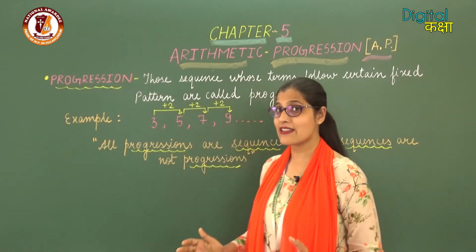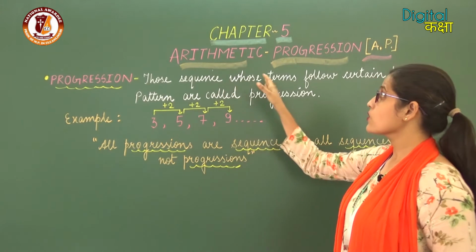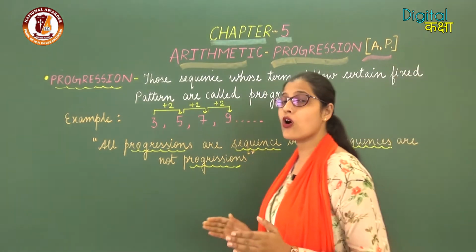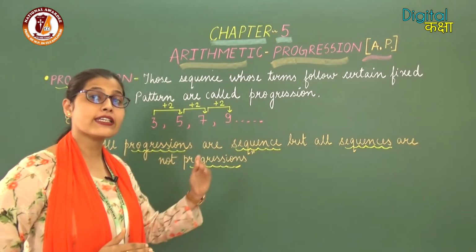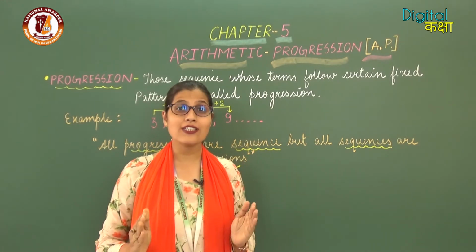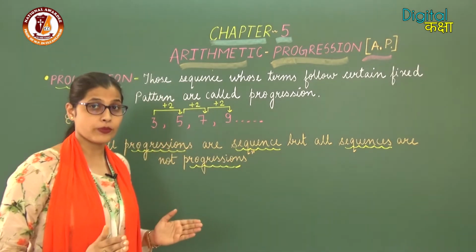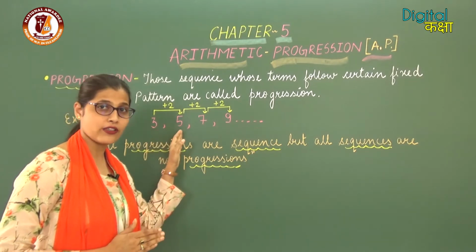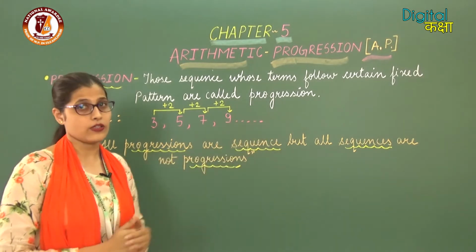Now, let us understand about progression. A sequence whose terms follow a certain fixed pattern is called a progression. It means that when you are writing the numbers in a fixed pattern, they are called a progression. Here is an example showing the progression. The numbers are 3, 5, 7, 9 and so on.